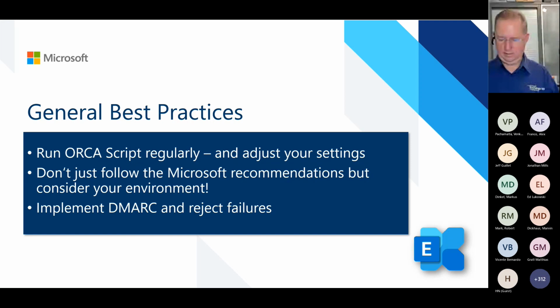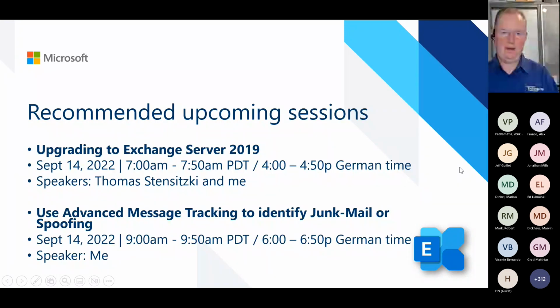Excellent. So looking at the time, I have one more note to say. I have 2 more sessions tomorrow. One is on upgrading to Exchange Server 2019. That's at 7 a.m. Jeff, thanks for being part. I hope you wake up. Or at 4 p.m. German time. And the second one is using advanced message tracking to identify junk mail or spoofing. I go into the Threat Explorer, into the SMTP header, and into advanced hunting, in quite a big depth, in order to investigate issues with DMARC, DKIM, SPF, or anything else that you learned today.